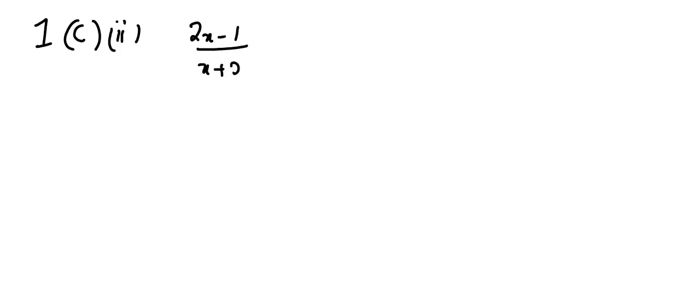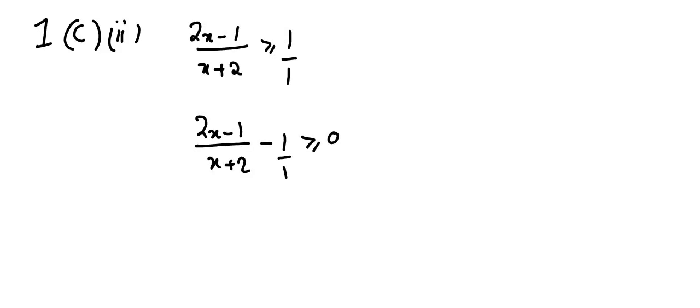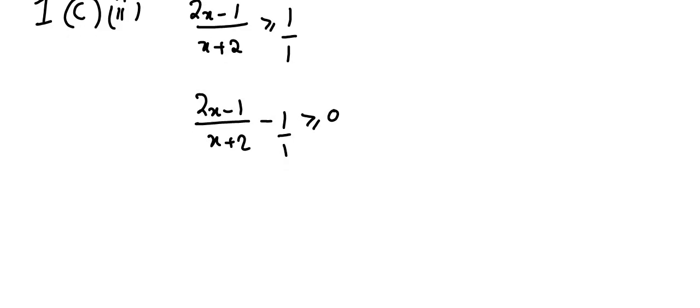Then for C, Roman numeral 2, so C2, they want us to find the range of x values that satisfy this inequality here. So whenever you are given an inequality, you cannot cross multiply. You cannot do the cross multiplication. You have to take whatever is on the right, you bring it to the left. This is going to be 2x minus 1 over x plus 2 minus 1, greater than or equal to 0. And here you simply get to have your 2x minus 1 minus x plus 2.